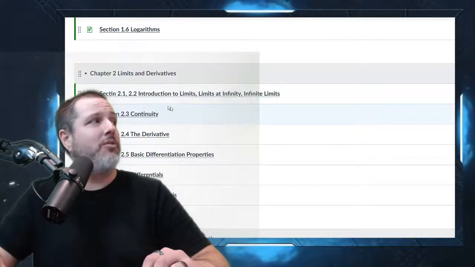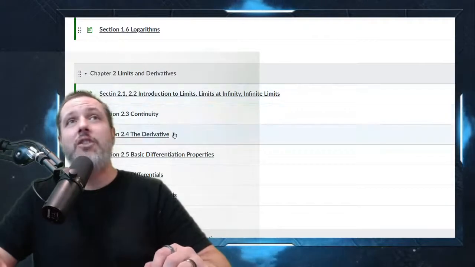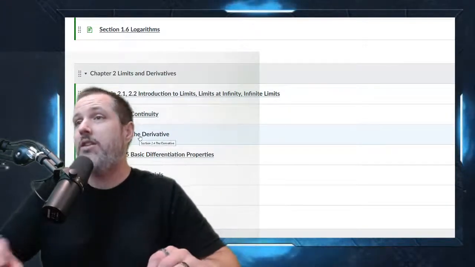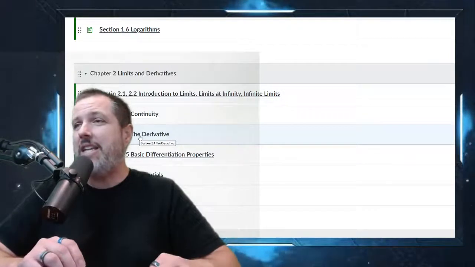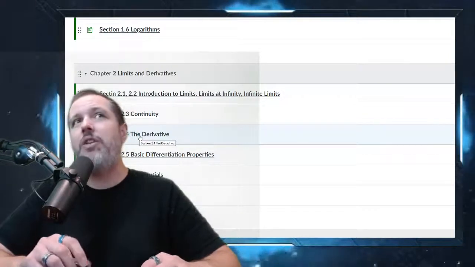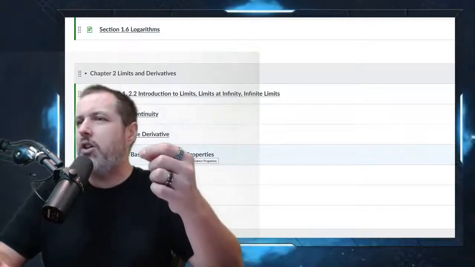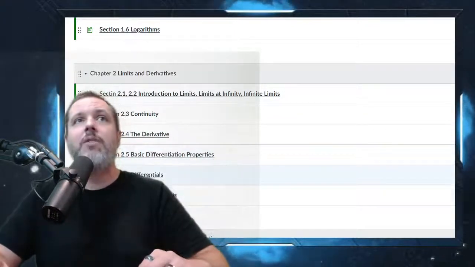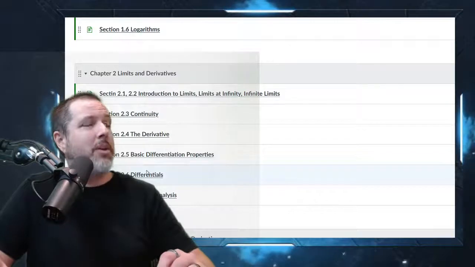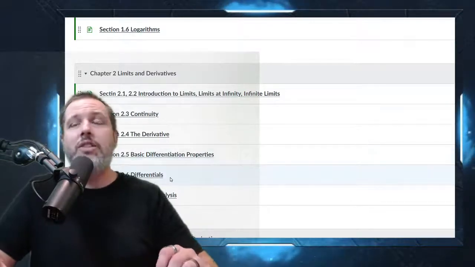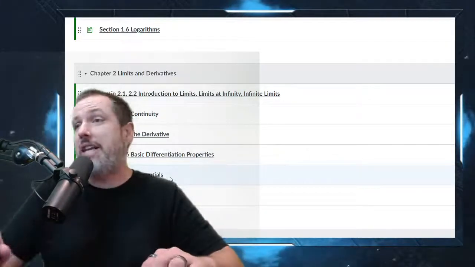Continuity is only going to take us a few minutes to say the things I need to say. The derivative is pretty big and important, but the things I need to say, I think we can get through, and then you'll be working on the rest of it using the videos online and the homework and that kind of stuff. Differentials, basically I'm going to do one example of differentials, and then, or I might even just assign it out of the book.